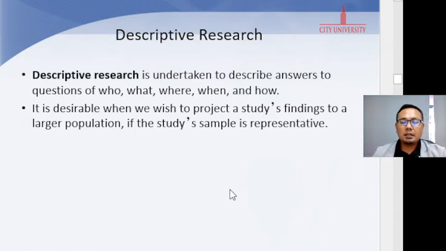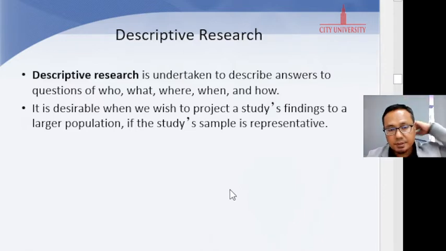And then another type of research design. Okay, you can see from here, descriptive research, the second type of research design. Descriptive research is undertaken to describe answers to the questions of who, what, where, when, and how. So it is desirable when we wish to project a study's findings to a larger population, if the study sample is representative.